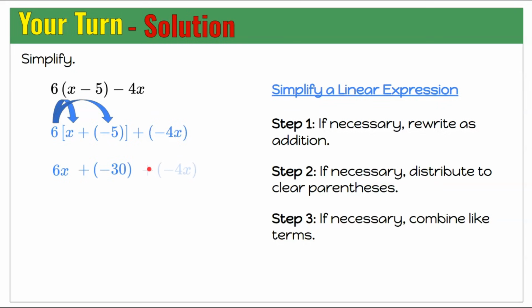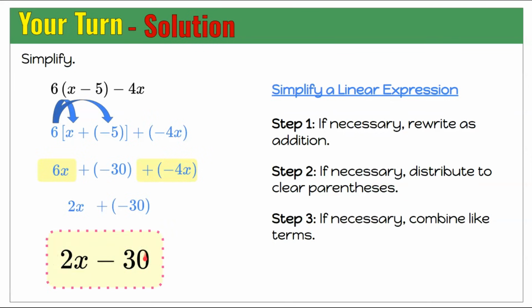And then we're going to add our -4x. Step 3, if necessary, combine like terms. So I have 6x and -4x are like terms. They're both a variable term. 6x and -4x are +2x, and then I have my add -30. Now I can rewrite that as 2x subtract 30 because it's equivalent to 2x add -30.